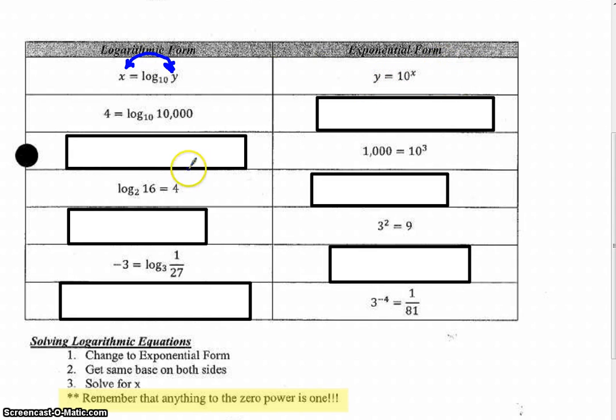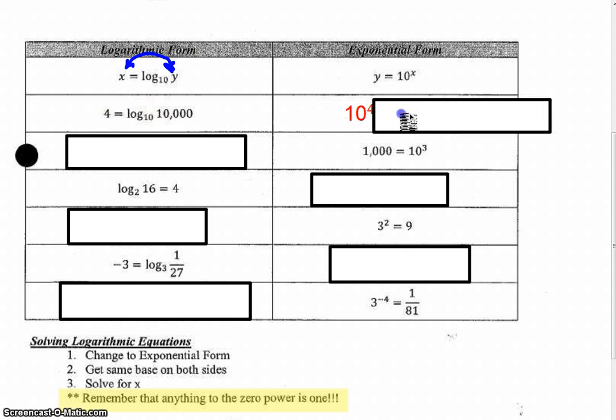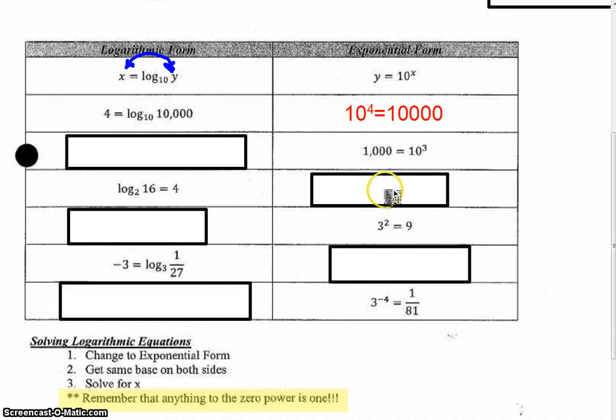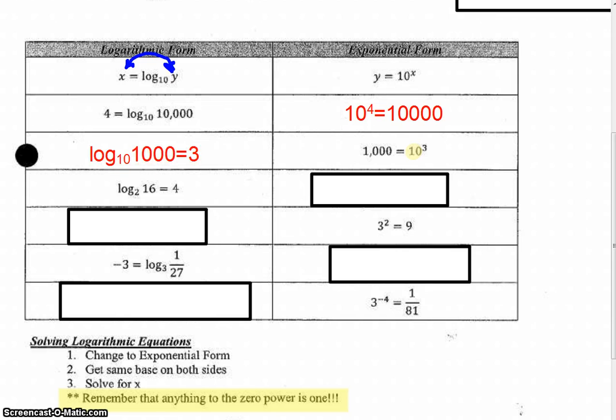Same difference. So if 4 is equal to log base 10 of 10,000, your base is now 10 and your exponent is 4. So 10 to the 4th is equal to 10,000. So when you look here, your base is what's holding the exponent. So 10 is your base, and then the 1,000 and the 3 have to swap sides. And so this is going to become 3 is equal to log base 10 of 1,000, or log base 10 of 1,000 equals 3.